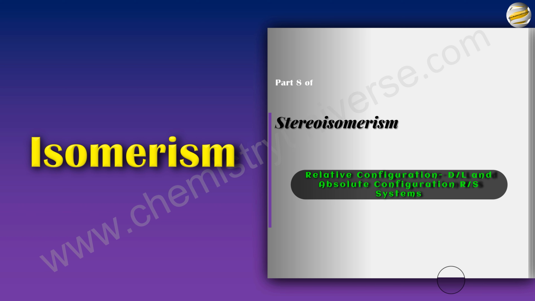Suppose I want to ask you to draw the structure of a particular enantiomer. It is very important for me to make you understand which particular enantiomer I'm talking about, because it is just a question of left and right. So there are various ways of doing that, and this is exactly what we're going to do. This is part 8 of the series, and this is relative configuration DL and absolute configuration RS systems. So using these systems, we'll be able to identify the molecules. So let's get on with the show, part 8 of the isomerism series.